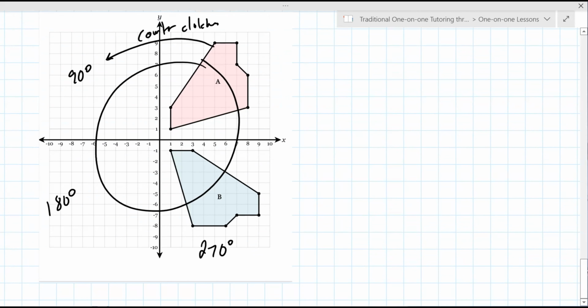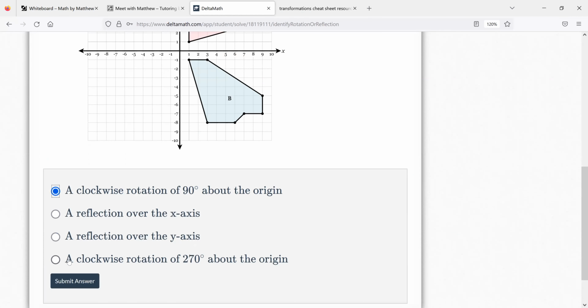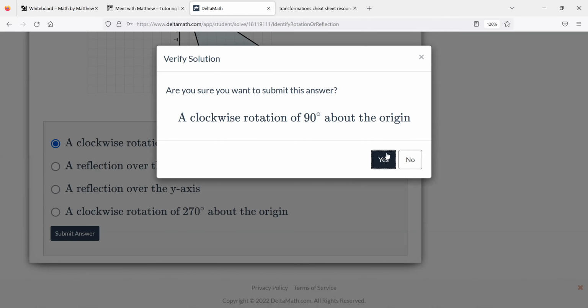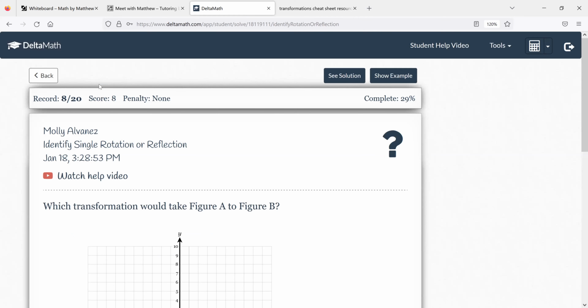So go back to the other screen. Definitely get a lot more of these done. So this one is a 90-degree clockwise rotation from A to B. Okay, let's do at least one more here.